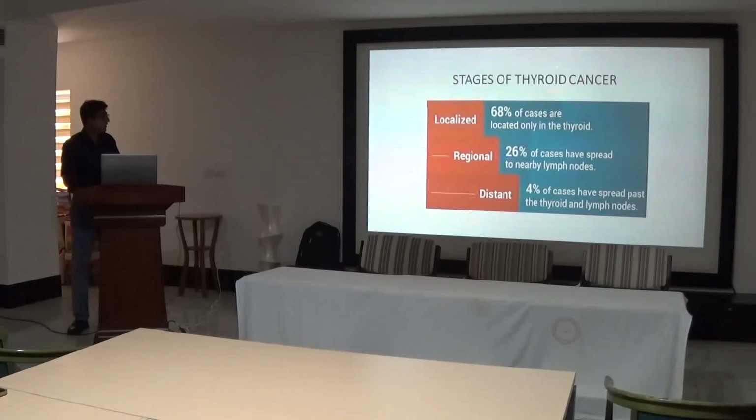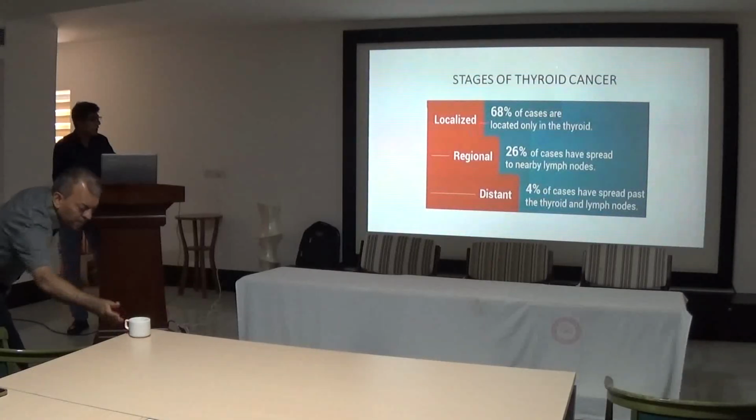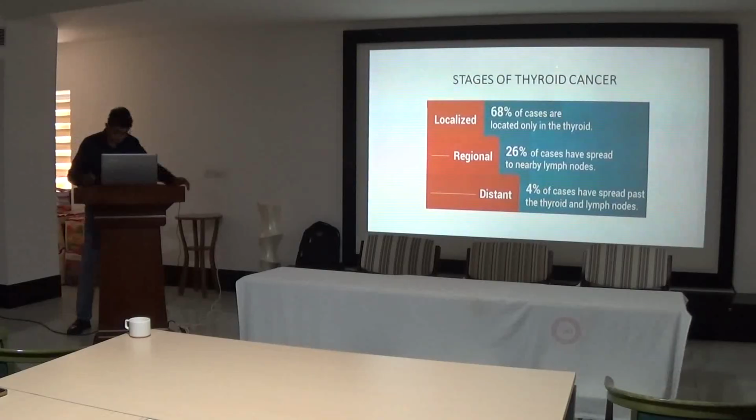Now if you see the stages of thyroid cancer, there is localized thyroid cancer, where around 68% of the patients would come under this category. Regional means the lateral neck nodes and the central compartment nodes are involved. Around 25 to 30% will fall in this category, and 4% of the patients would have distant spread when they present to us.